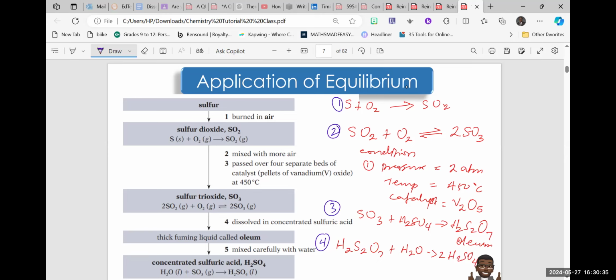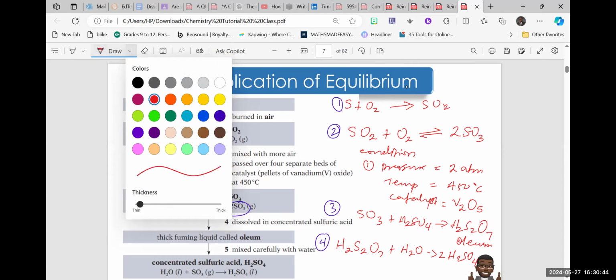So they could ask you, why is it that they do not dissolve the sulfur trioxide directly in water? When they do that, it produces a misty film, and that film is very toxic. So they dissolve it in sulfuric acid first. They use sulfuric acid to capture it. Then they will not dissolve the sulfuric acid in water, meaning that they dilute the oleum in what?